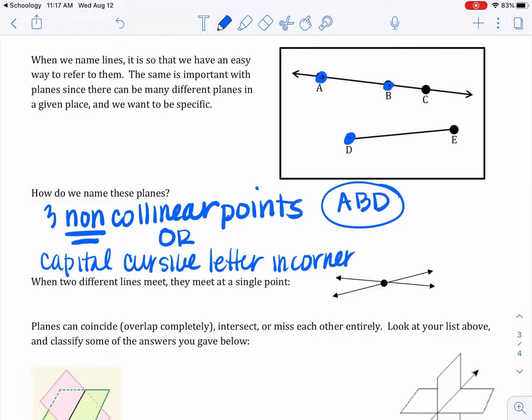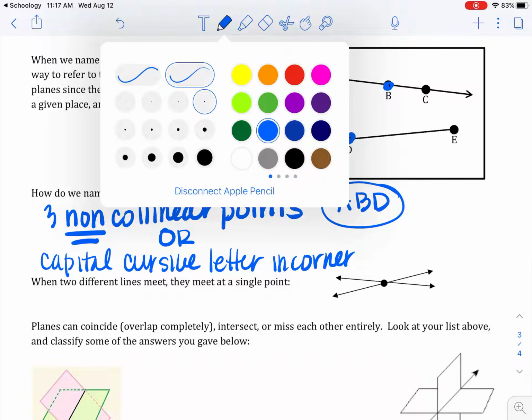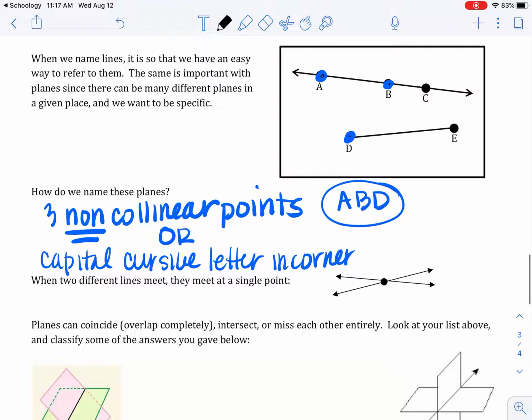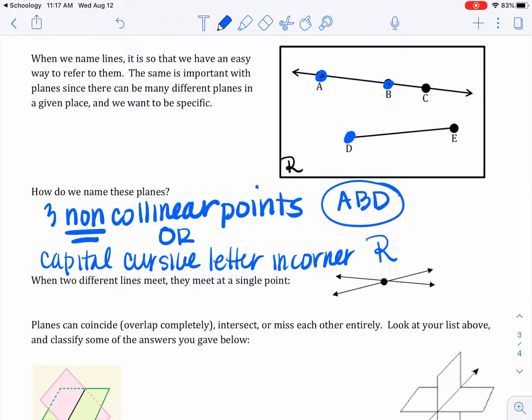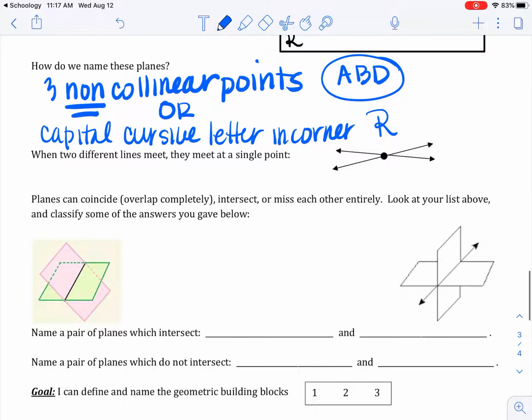There's no word plane in front of it. There's no symbolage. Now, this particular plane doesn't have any cursive letters, but let's say that there was a cursive letter, okay? So let's say that there was a cursive letter R in this corner right here. So this plane could also be named plane just cursive letter R, okay? And it could be in any of the corners. Okay, so just a couple other things that we need to know here.